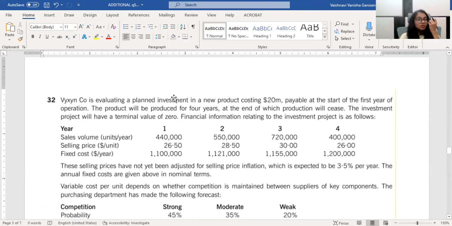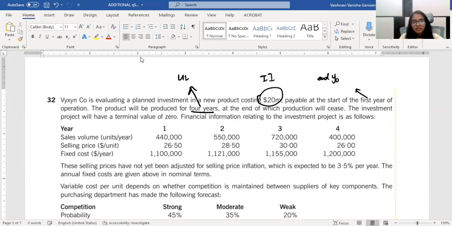Okay, now Vixen is evaluating a planned investment in producing a new equipment costing 20 million. So this is the initial investment. This is payable at the start of the first year of operations. So beginning of first year also equals end of year 0. And then the product will be produced for 4 years. Okay, so 4 years. This is the useful life, all right? At the end of which production will cease. The investment project will have a terminal value of 0.